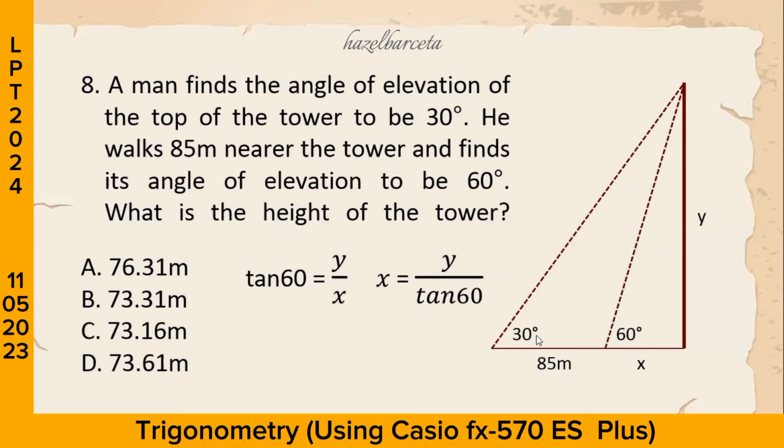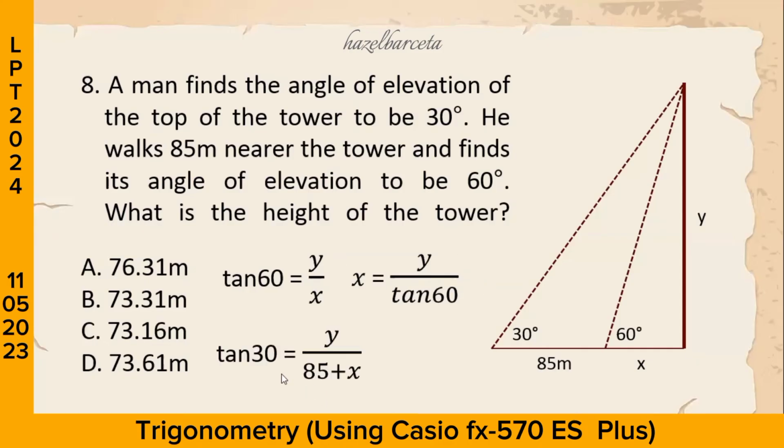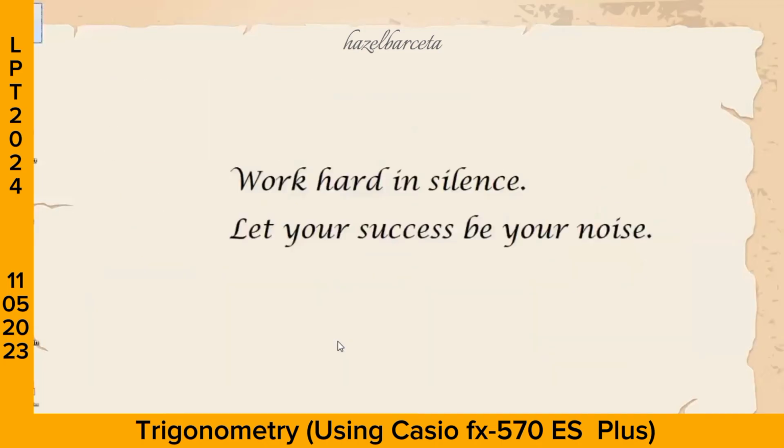And for 30 degrees, tangent po ulit. So, tangent 30 is equal to y over, ito na po yung ating buong triangle para sa 30 degrees. So, 85 plus x. Here, si x ay papalitan po natin ng y over tangent 60 for us to solve for y. Okay? So, let's input.